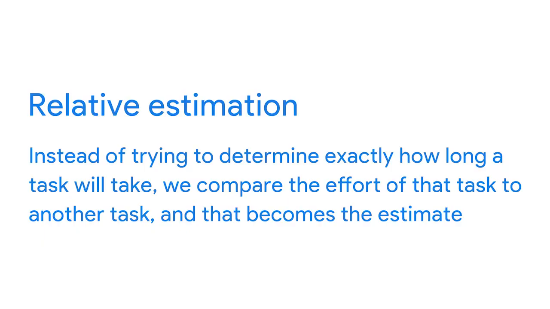Absolute estimation is also called time and effort estimation in traditional project management. Relative estimation means that instead of trying to determine exactly how long a task will take, we compare the effort of that task to the effort for another task, and that becomes the estimate. That estimation is not done in traditional units of hours, days, or weeks. Instead, we assign each backlog item a value that is a relative unit for size. There are two common relative estimation methods that I find most useful when estimating user stories. These are t-shirt sizes and story points.